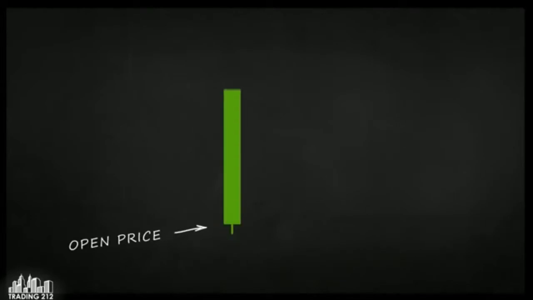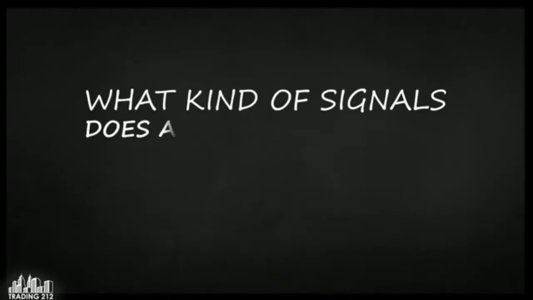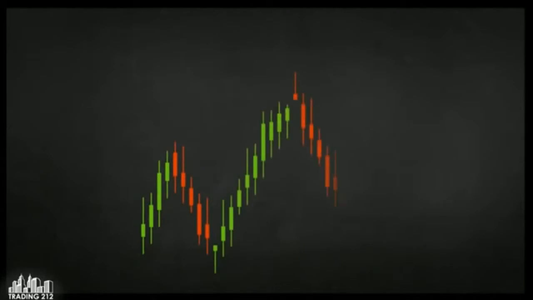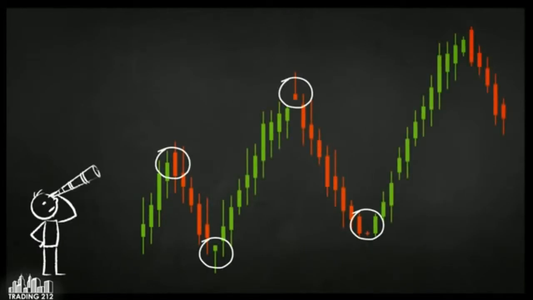We see a green candle when the open price is lower than the close price. If the price closes lower than it opened, then the candle is red. As simple as that. What kind of signals does a candlestick chart provide? It's no surprise that candlestick charts are so popular. They're excellent for spotting market turning points.